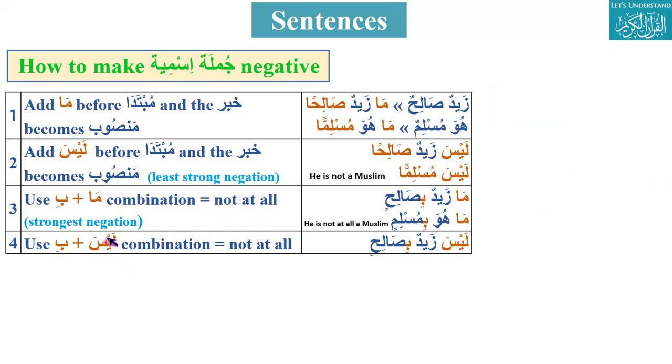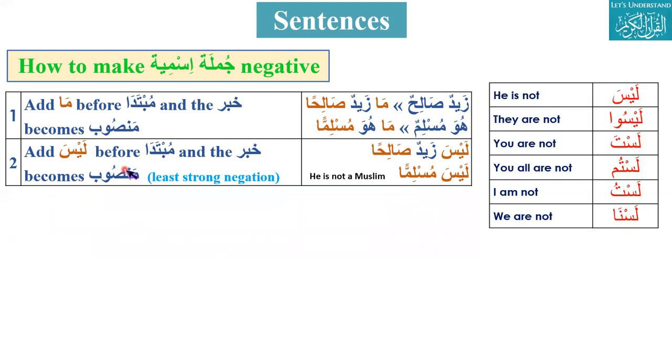Brother Akhtar, one more thing we have to clarify here. Laysa zaidun salihan, and the other example is laysa musliman, he is not a Muslim. If we have to say they are not Muslims, how will we do it? Laysu muslimina. If we have to say you are not a Muslim, lasta musliman.